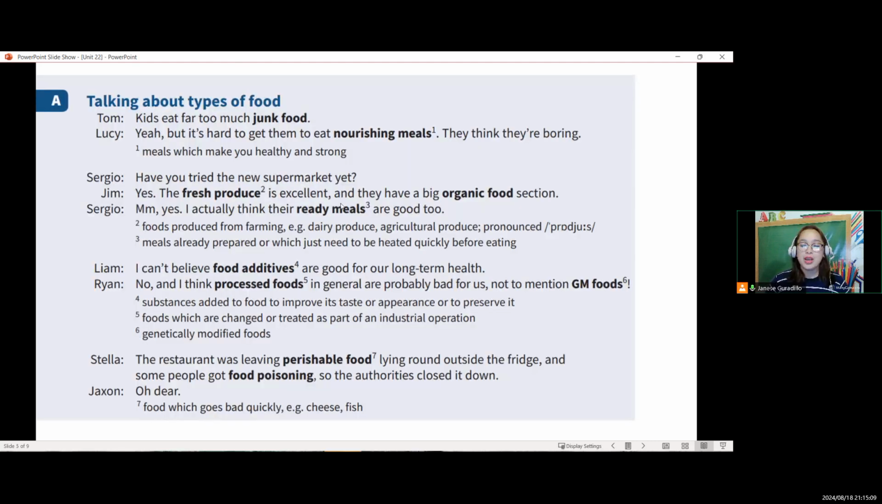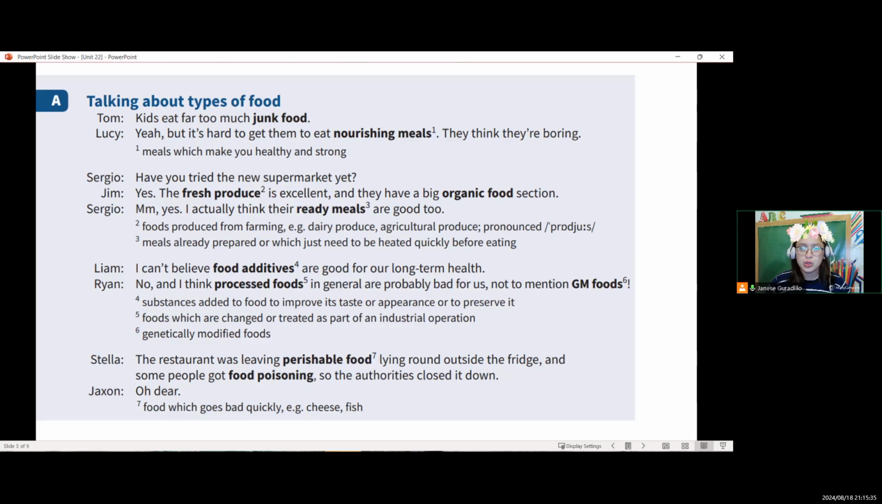So here, these are some collocations about talking about types of food. So, okay, I will read. Tom, kids eat far too much junk food. Yeah, but it's hard to get them to eat nourishing meals. They think they are boring.